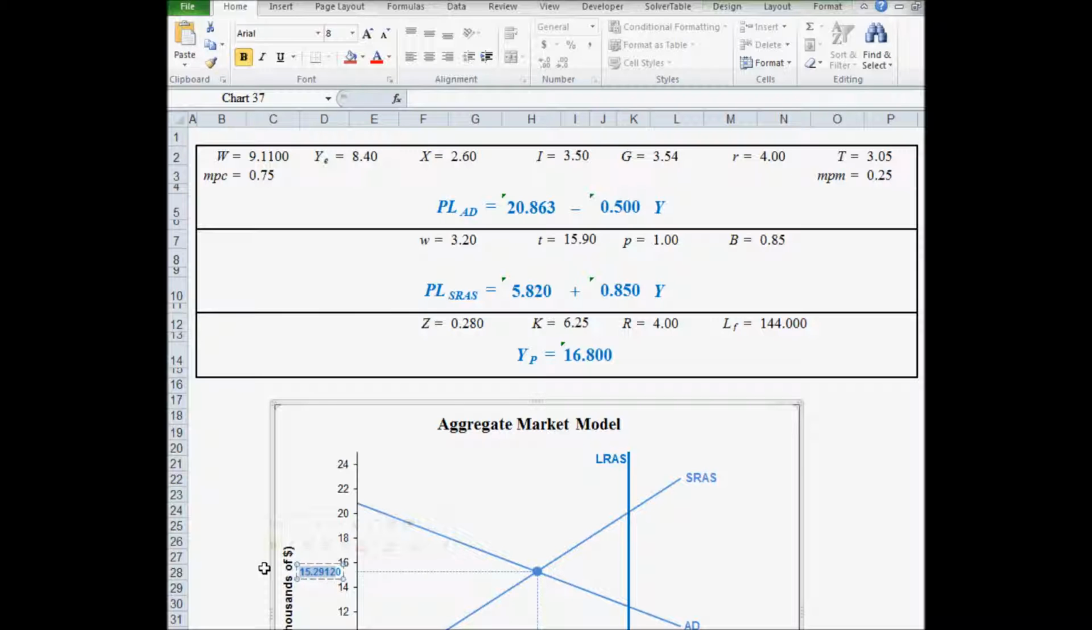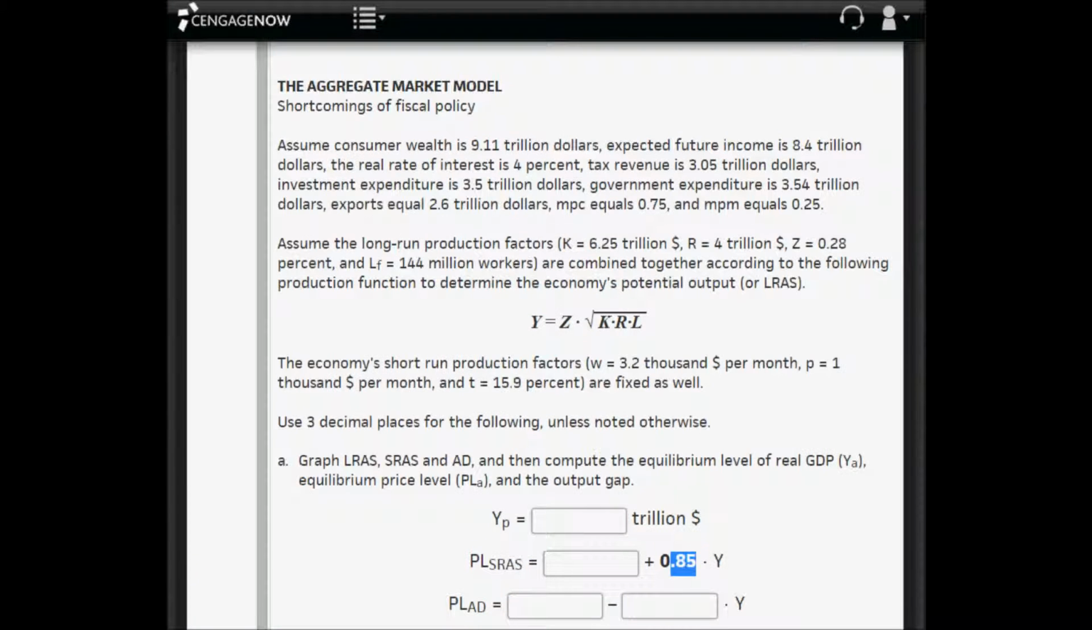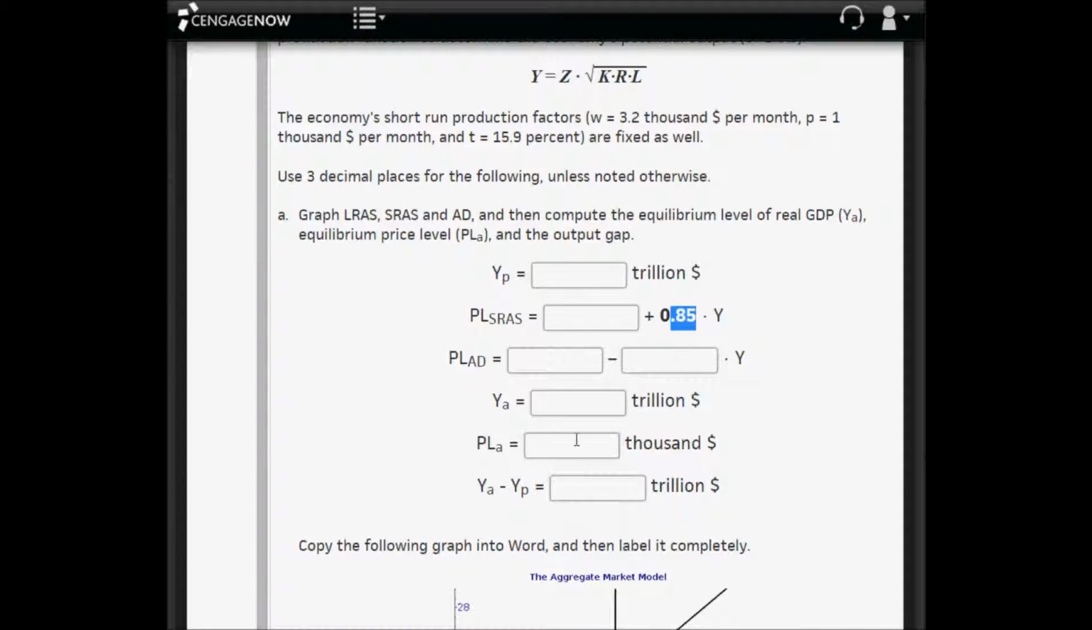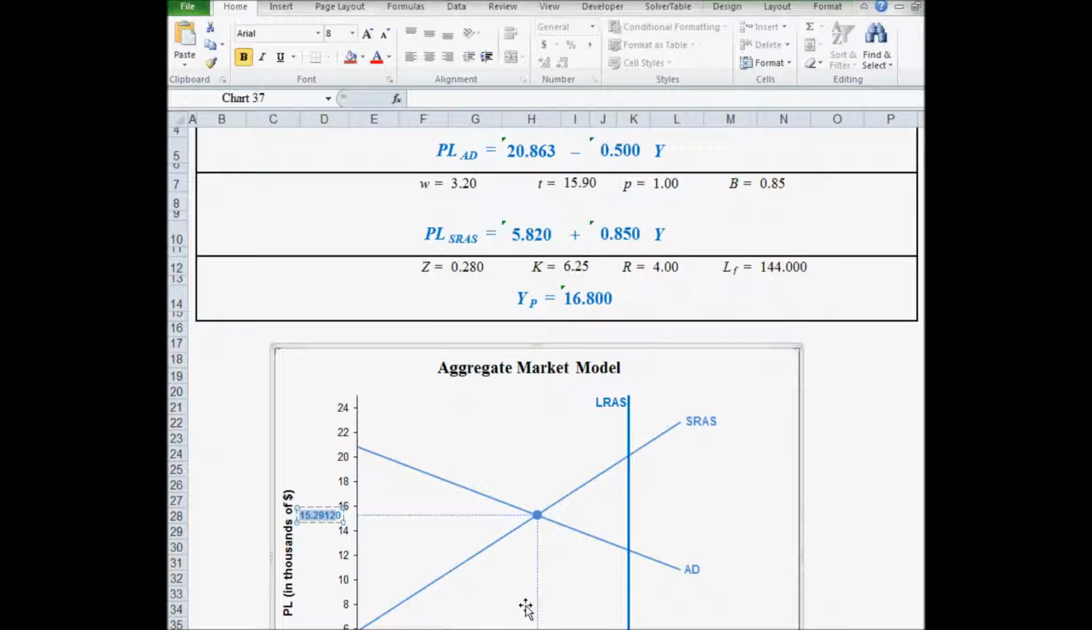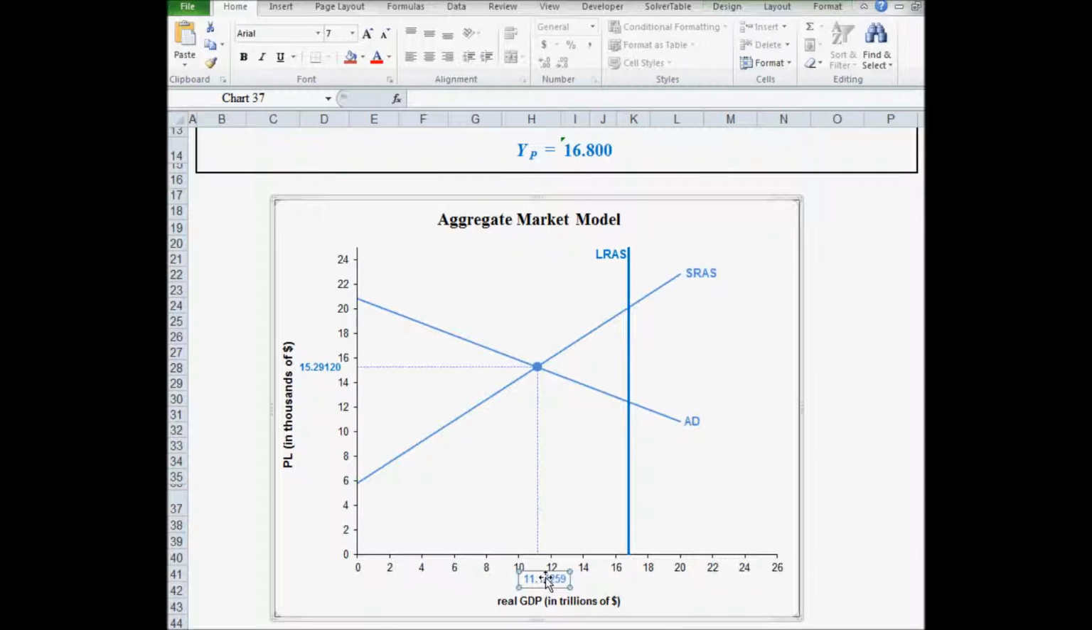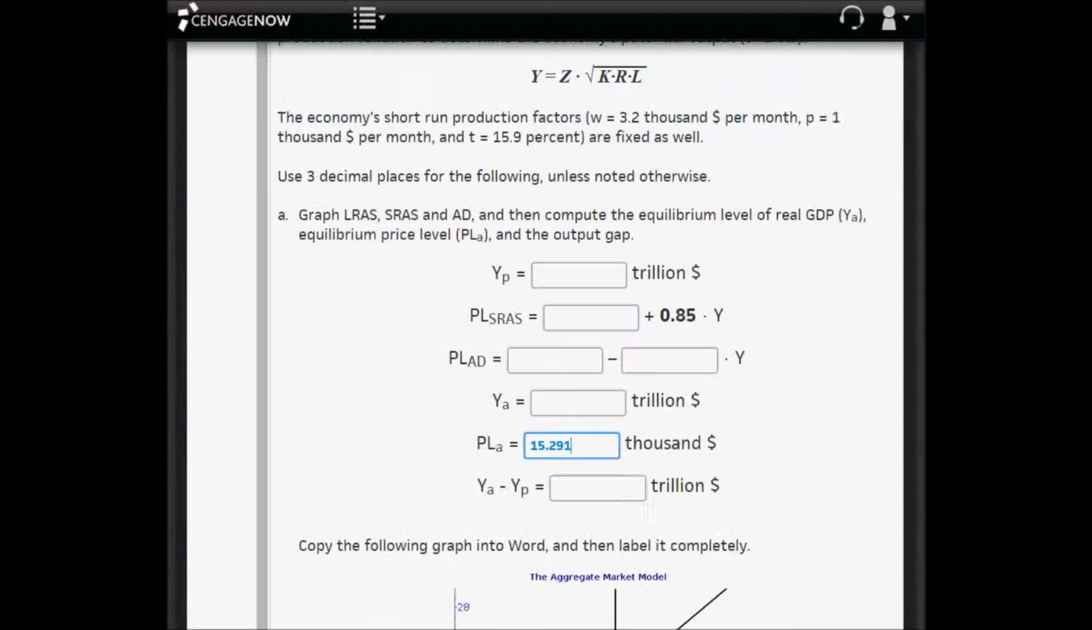15.29120. To 3 decimal places is 15.291. The initial GDP level is 11.14259. Since the fourth digit is a 5, I have to make the 2 a 3.